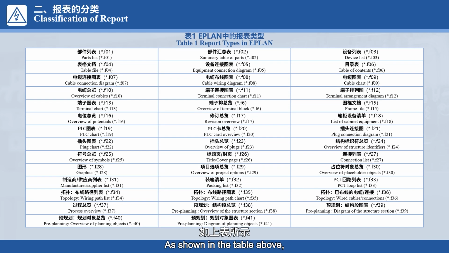As shown in the table above, E-Plan provides a variety of reports from the perspective of actual purpose of the project. However, not all types of reports need to be generated for each project. You can select the report type you want to generate according to the requirements of the project.